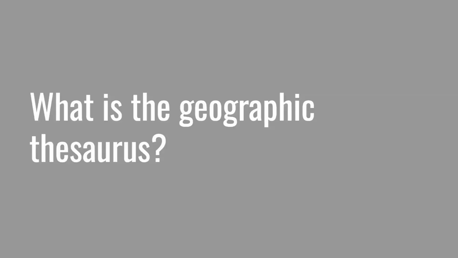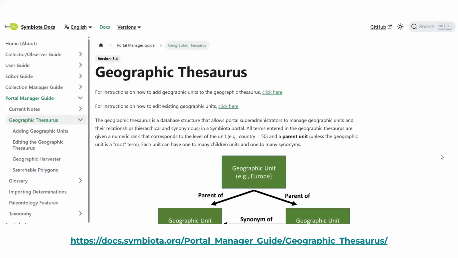First of all, let's just answer the question, what is the Geographic Thesaurus? The Geographic Thesaurus is an internal hierarchical table, basically, of geo-units. And a geo-unit is just some political or non-political unit that is defined as a geo-unit. So very easy would be a continent or a country or a state or a province or a county.